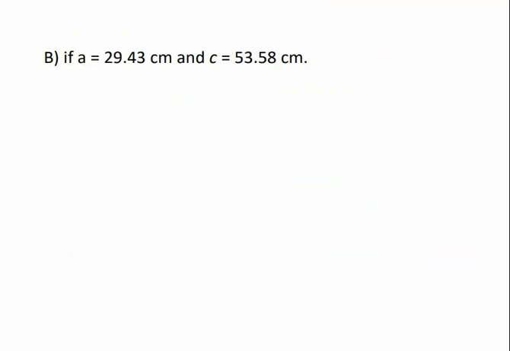Okay, in this next example, we're given two sides. We're not given an angle. So let's sketch out our triangle. And like we said, C is always going to be our right angle. And so then they've given us side C, which is our hypotenuse, and that's 53.58 centimeters. I'm going to say that this is A, so side A would be over here, 29.43. Then this is B and side B.